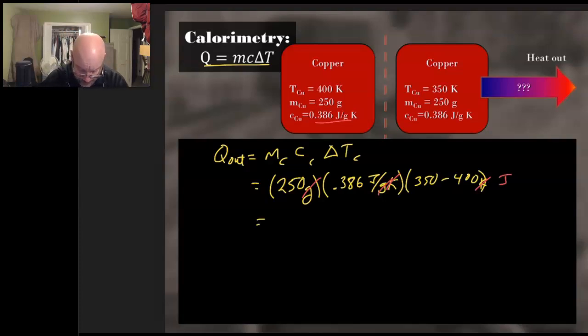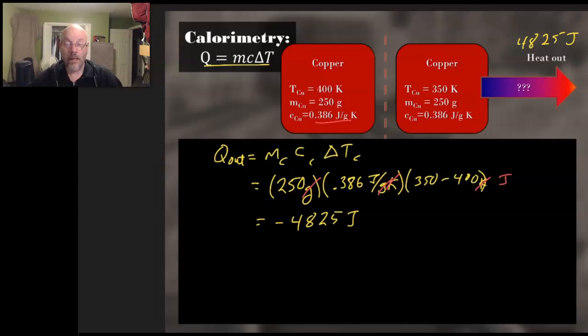Anyway, we do our math on this thing, 250 times 0.386 times negative 50. And what we're going to end up getting is minus 48.25 joules. So that's what we had to pull out of this thing. So we would say we took 48.25 joules out of there.